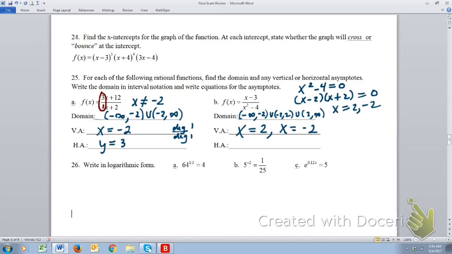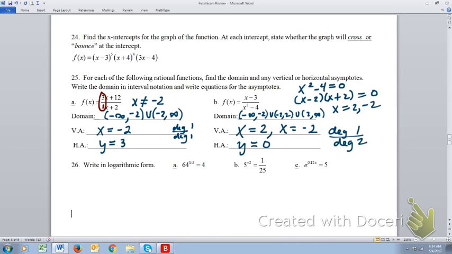Now if you look at the degree of the numerator and denominator, it's 1 over 2, so this is what we were saying was bottom heavy, and in this case our horizontal asymptote was y equals 0. So anytime the degree in the numerator is smaller, y equals 0 is going to be your horizontal asymptote.